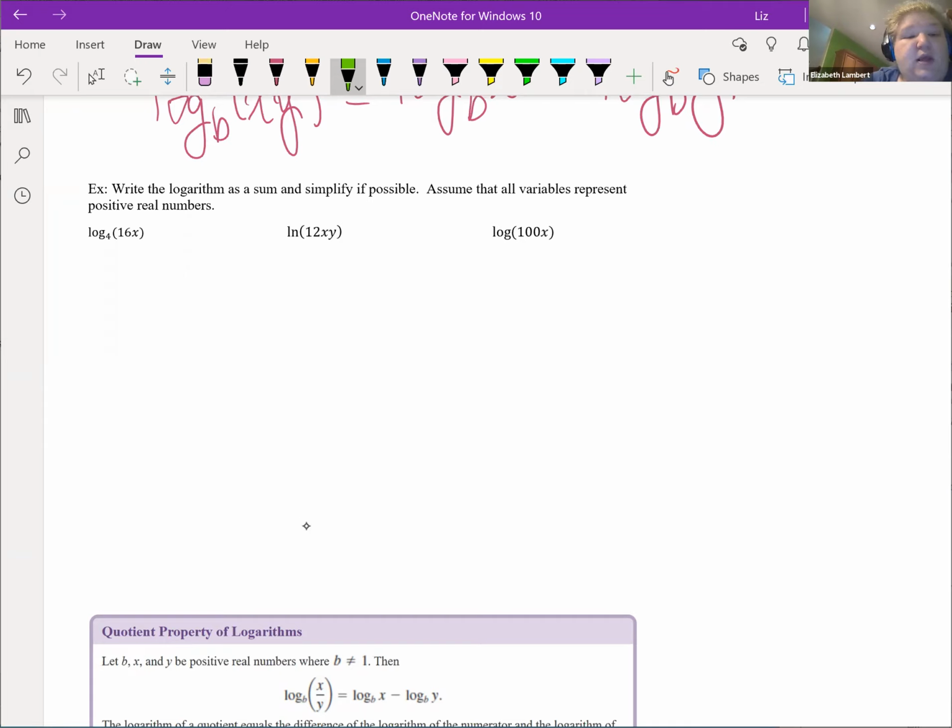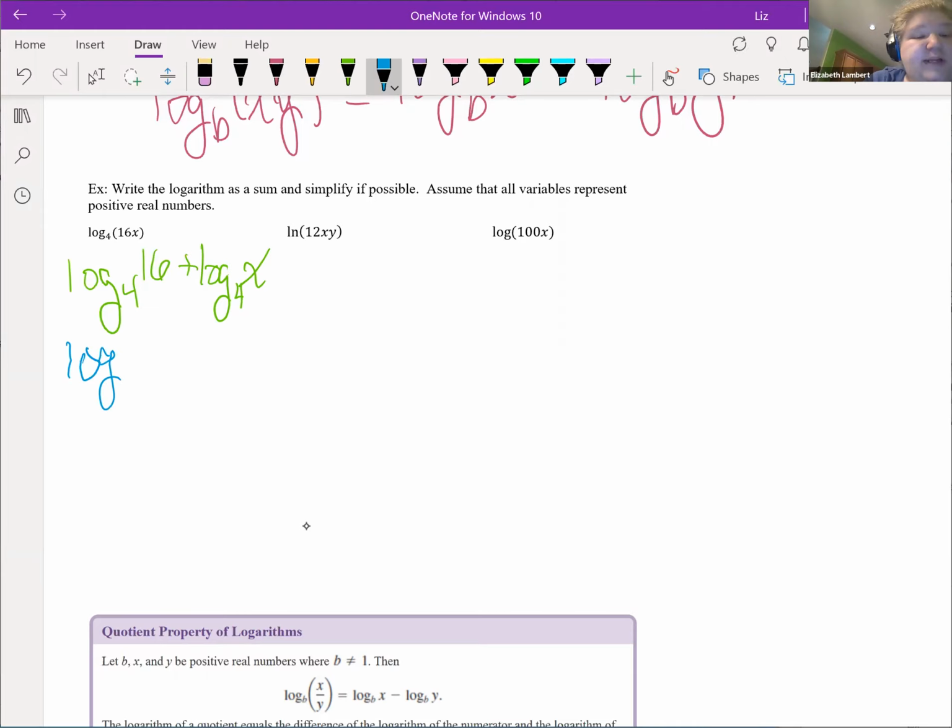All right. So log base 4 of 16 times x. So we are going to write two logs. They have to be the same logs, base 4 in this case. So we have log base 4 of 16 plus log base 4 of x. I have no clue what x is besides that it's positive, so I have no way to calculate log base 4 of x. But log base 4 of 16, that I can do something with.